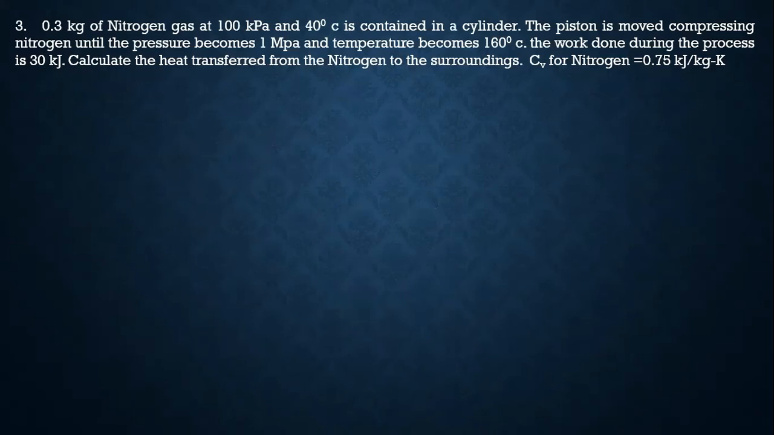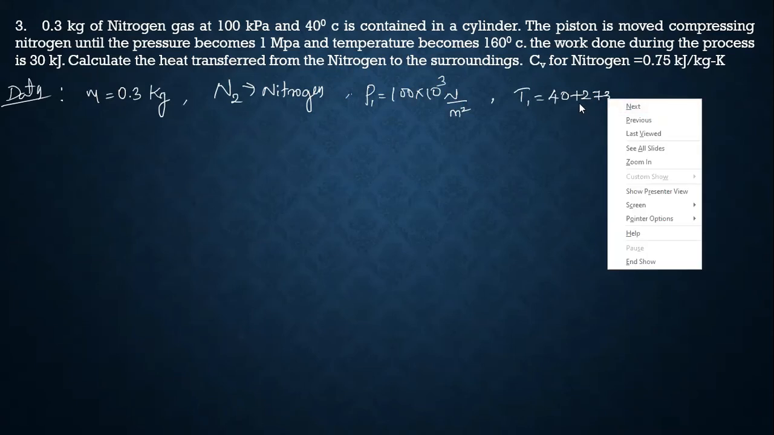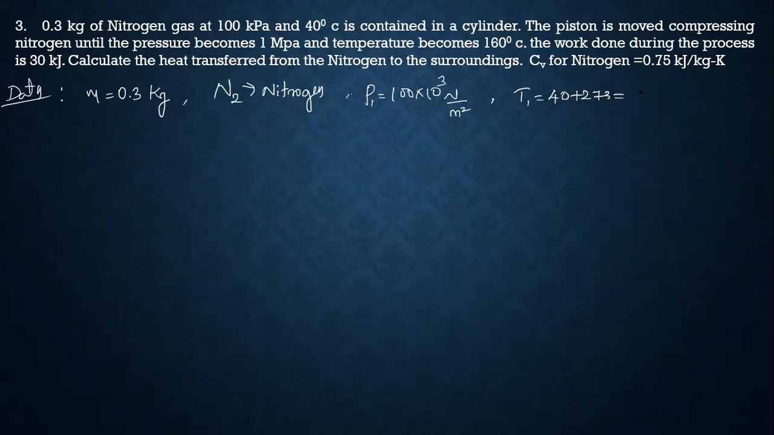Next problem. 0.3 kg of nitrogen gas. Let us write the data. Mass m is equal to 0.3 kg, and the gas here is nitrogen. At 100 kilopascal, P1 is equal to 100 into 10 to the power of 3 Newton per meter square. And T1 is 40 degrees Celsius, 40 plus 273, it is 313 Kelvin.